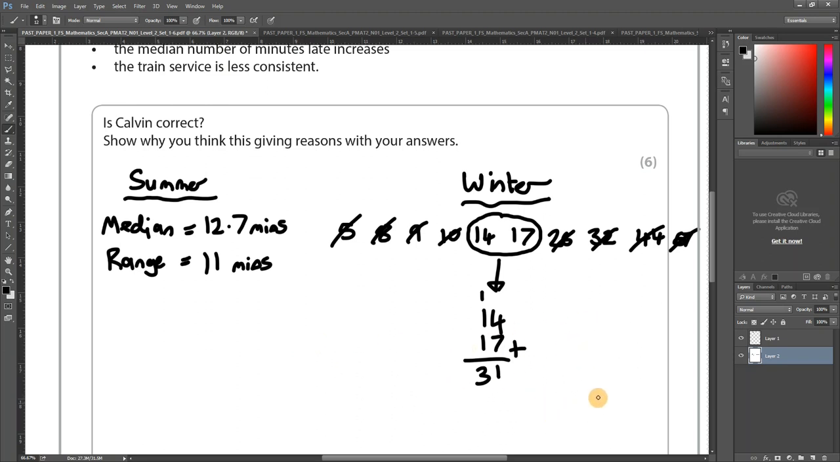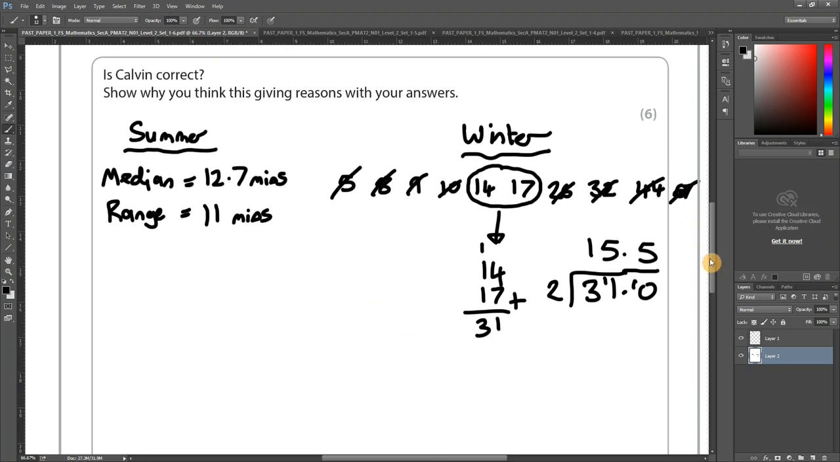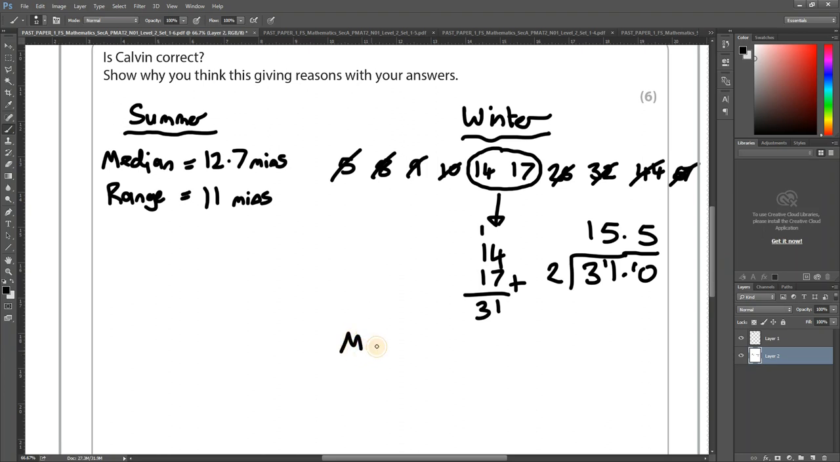And again, you're going to have to halve it. So let's do the bus stop method. Might need a decimal point and a 0 afterwards. So 2 into 3 goes once, remainder 1. 2 into 11 is 5, remainder 1. 2 into 10 is 5. So the median for winter is 15.5. So median equals 15.5 for winter. That's going to be in minutes.